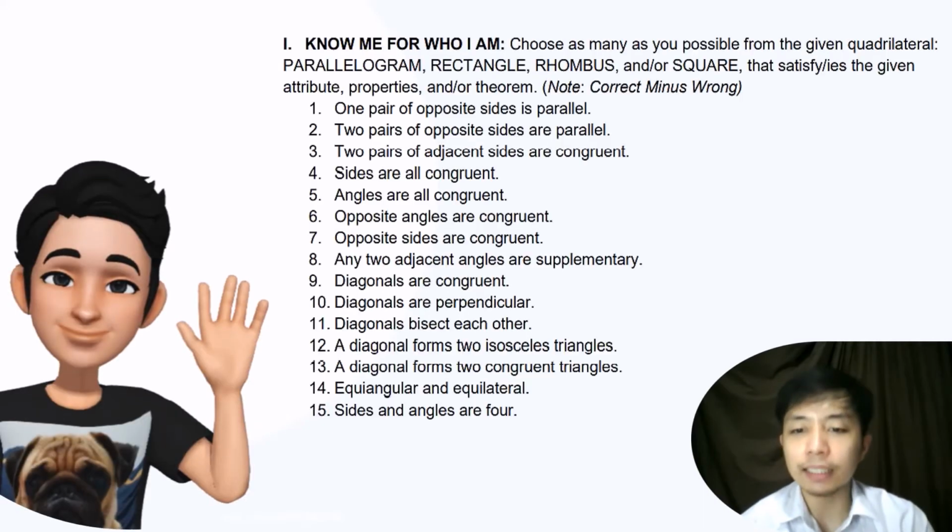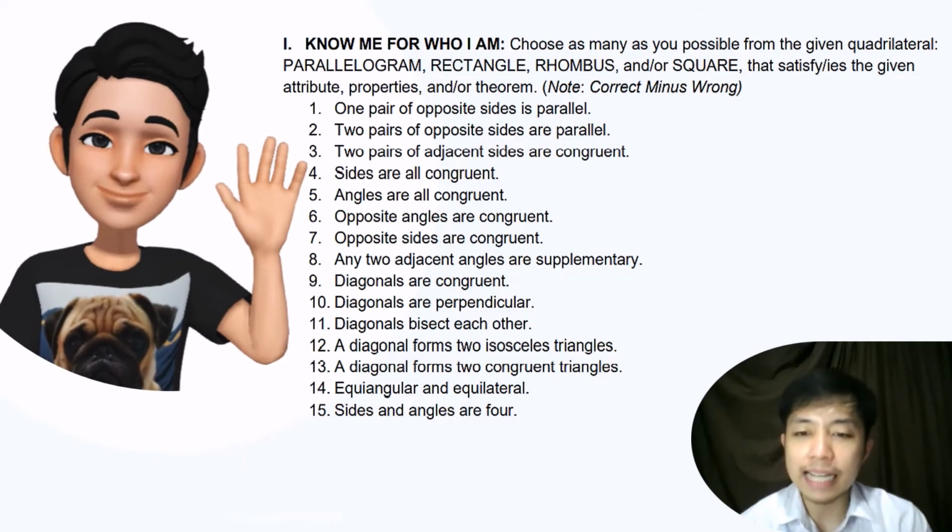But as I mentioned a moment ago, you may pause this video lesson if you want to give yourself more time to complete solving the problem, and that's okay. Now I titled activity 1 as Know Me for Who I Am because you will simply name the given attributes, properties, or concepts.